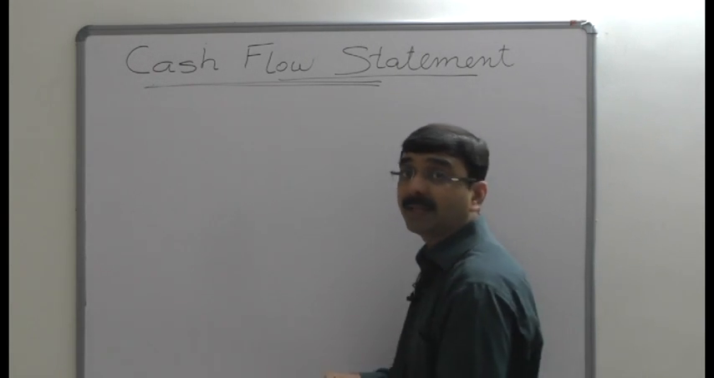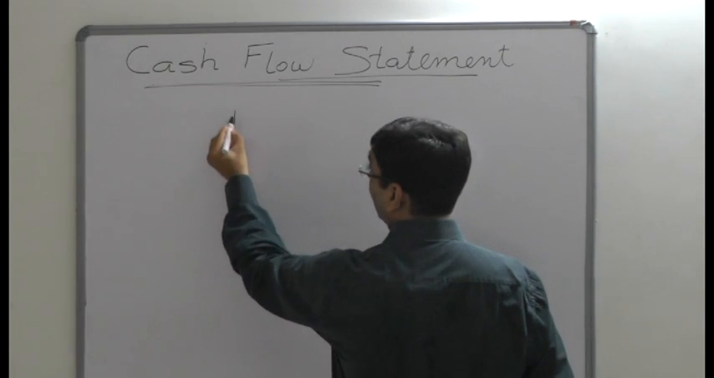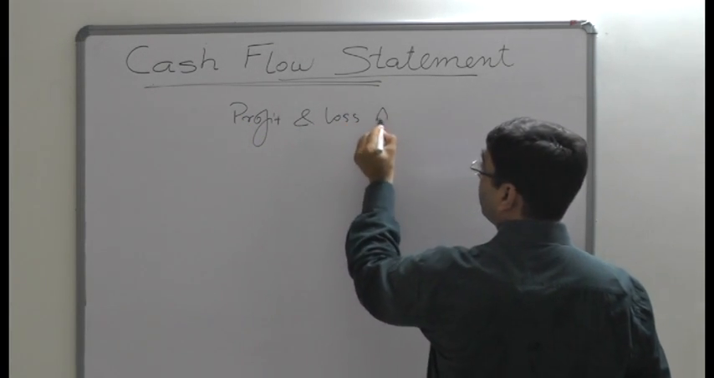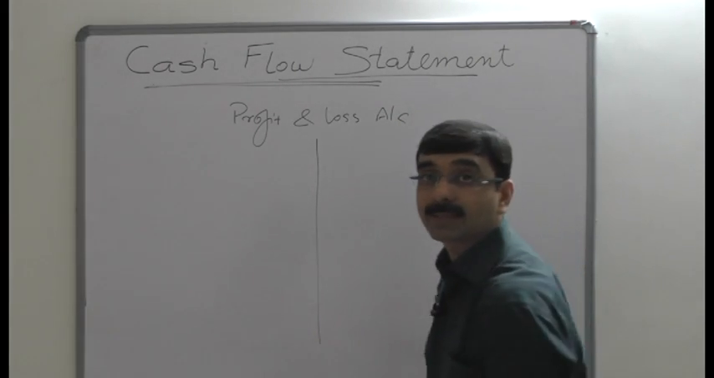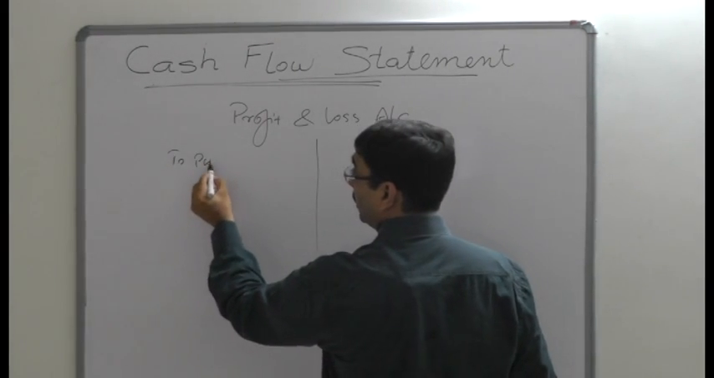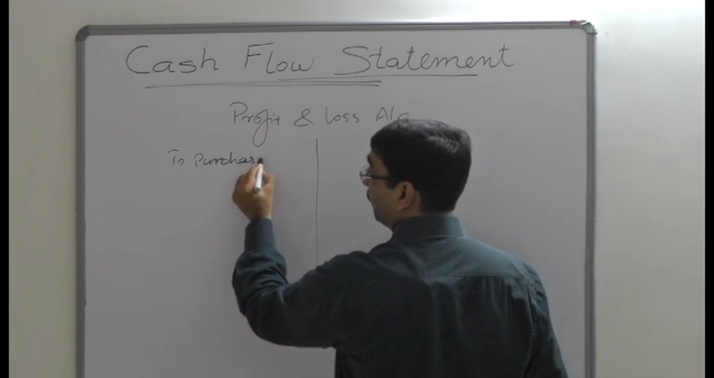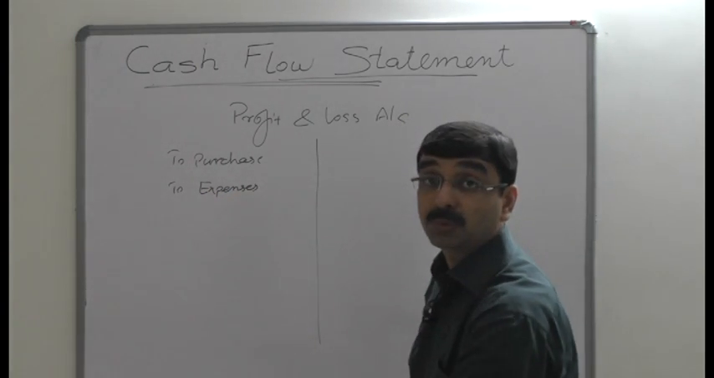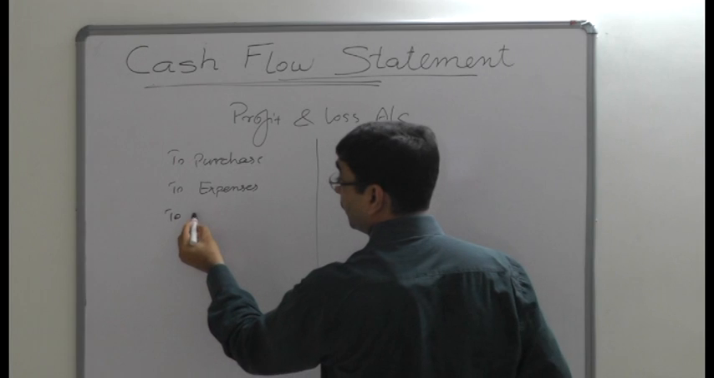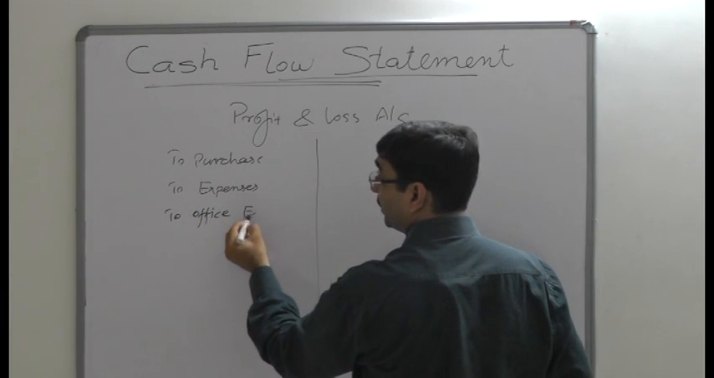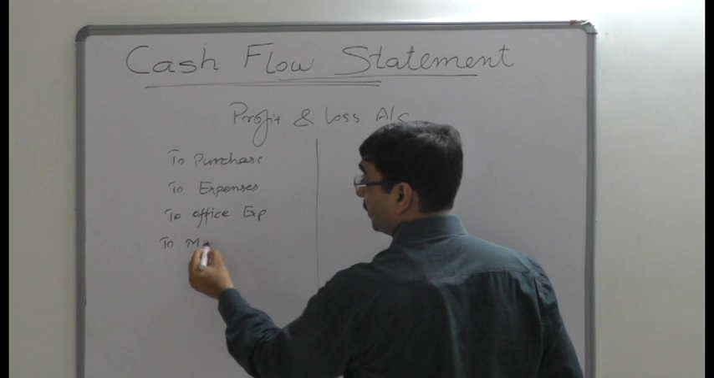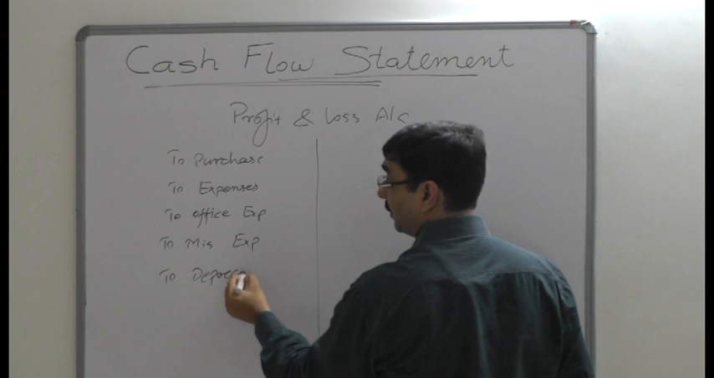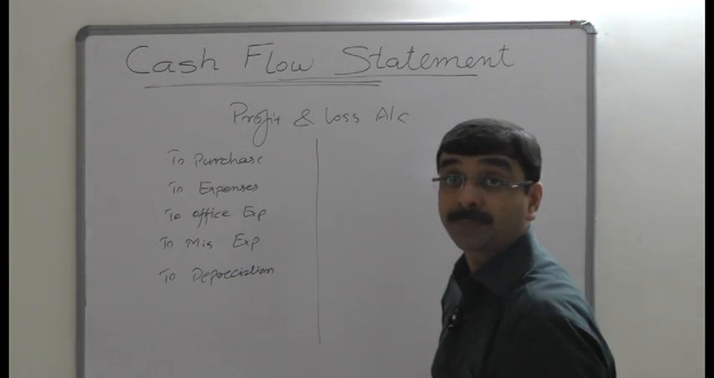Suppose in case of the profit and loss account, let's take an example. I'll explain through the example how it would change. Here a simple profit and loss account is like this. Suppose purchase, expenses, then the amount of office expenses, miscellaneous expenses, depreciation.